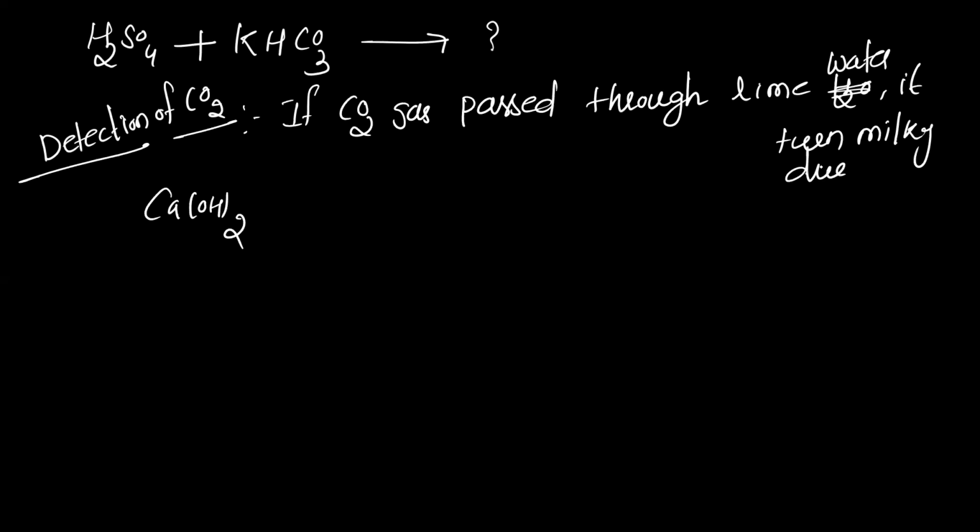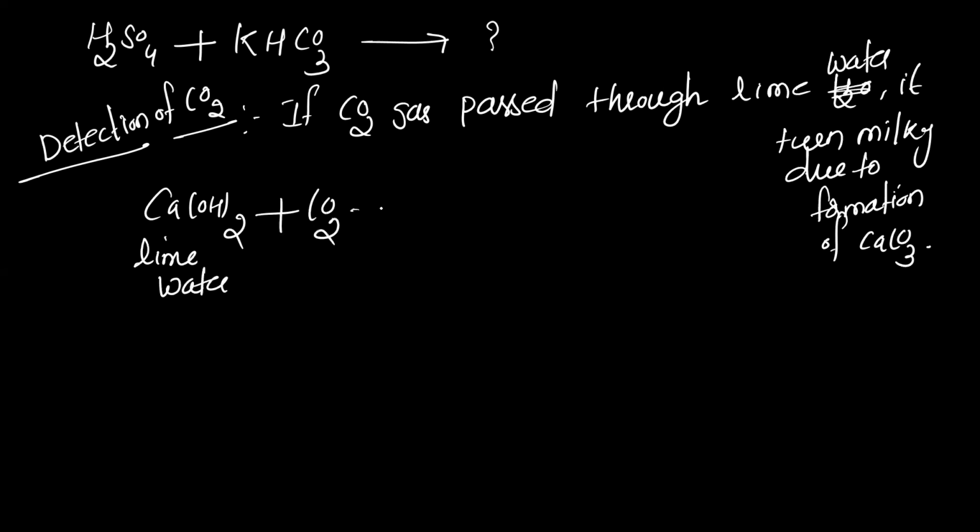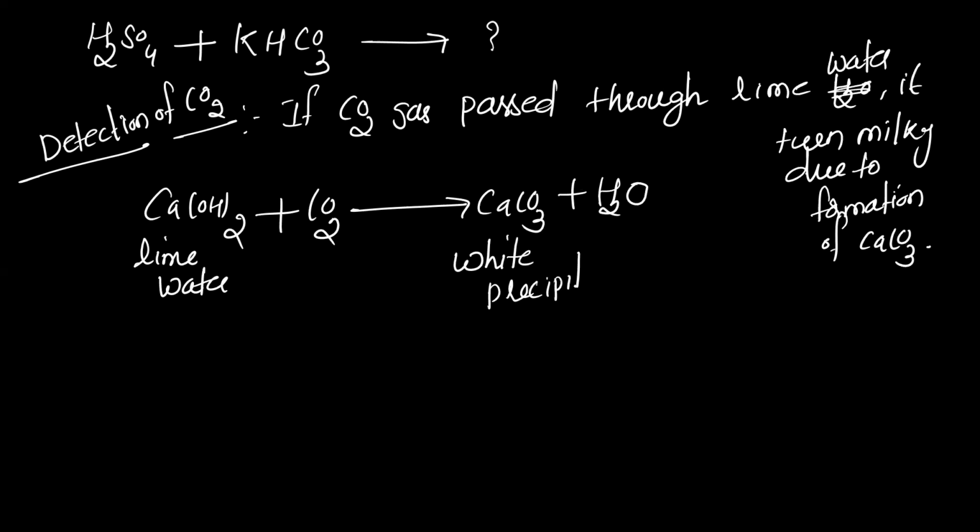Why? The appearance of milky color is due to the formation of calcium carbonate. This is also very important. A question can come like this: if we pass carbon dioxide gas through lime water, it turns milky, why? What is the reason? That is due to the formation of calcium carbonate. Important. We can see the reaction. Calcium hydroxide, which is nothing but lime water, when carbon dioxide gas is passed through it, gives calcium carbonate plus water. Calcium carbonate is a white precipitate, and because of that we get the milky color.